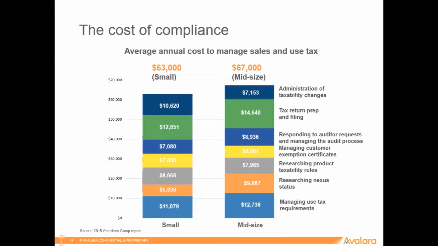And here's another slide from the Aberdeen Group about the cost of compliance. The average annual cost to manage sales and use tax for a small company is around $63,000 a year, and for a mid-size company around $67,000. As you can see, that's quite a lot of money, actually more than most solutions cost and more than Avatax would cost. So there's no reason not to automate. Spending this kind of money and still wondering if you're doing it incorrectly is not a good way to proceed.